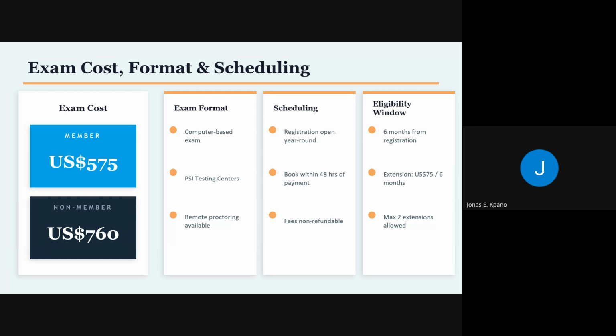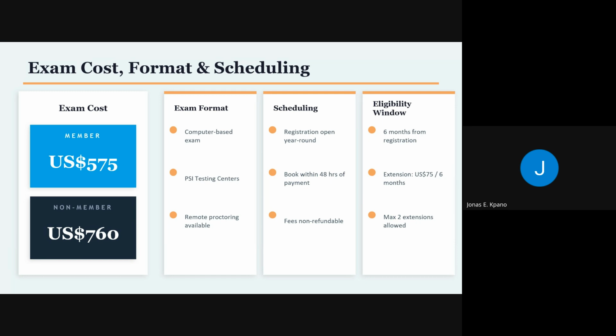So scheduling. Registration is open year round. You can take it anytime that you want. You have to book within 48 hours of payment, not necessarily for that, or 48 hours after payment. But you should also know that fees are non-refundable.